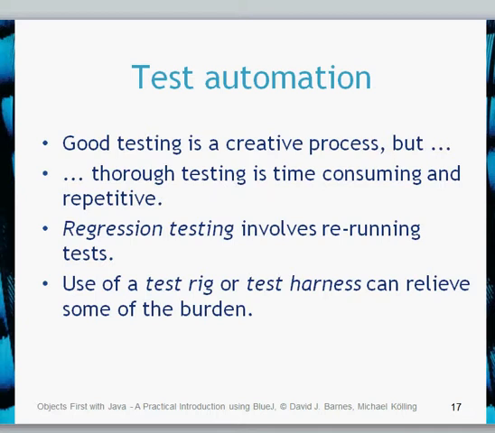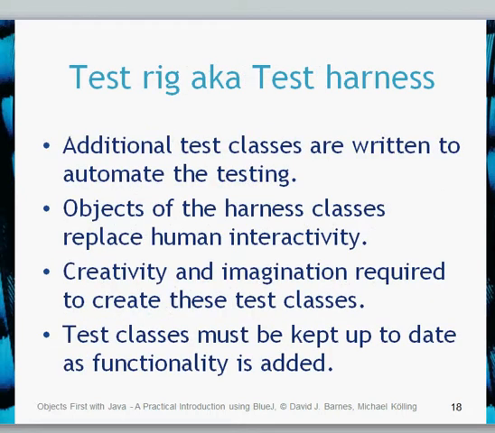To alleviate the time involved in creating objects, testing methods and testing objects and methods together, we can rig up what's called a test rig or a test harness. So what we do is we write additional test classes to automate the testing. What these test classes will do is effectively replace human interactivity of going into applications and creating these objects and running these methods. You do need to have some kind of imagination when creating these test classes, and good, well-written test classes should take a lot of donkey work out of the actual testing activities. And it's important to keep those test classes up to date.